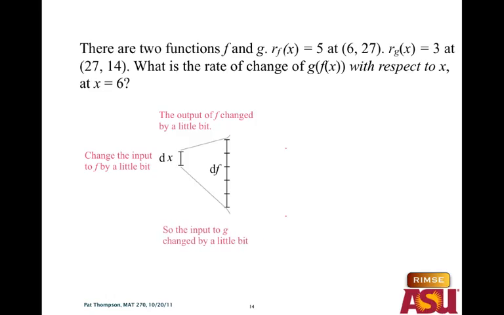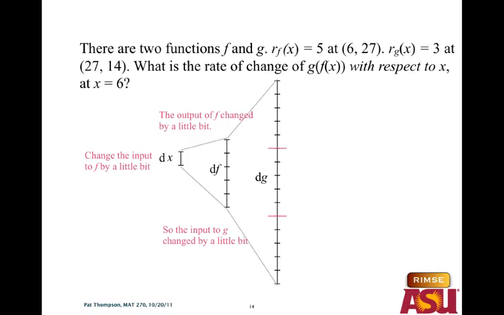So when we change the input to x a little bit, we get a change in f which is 5 times that much. But then that's a little change of the input to g, and so g is going to change 3 times that much. So this isn't bad, right?